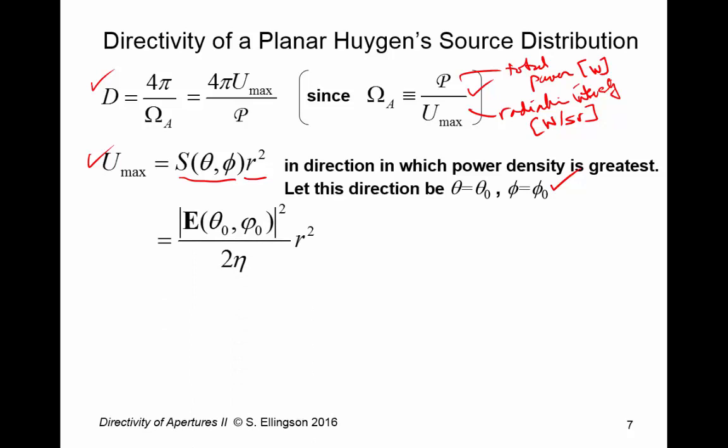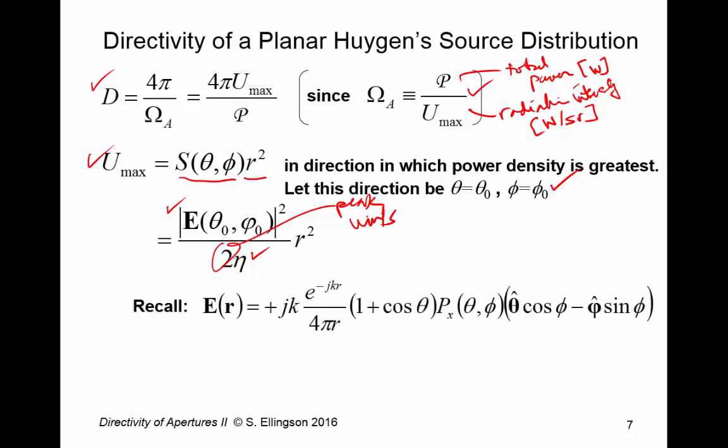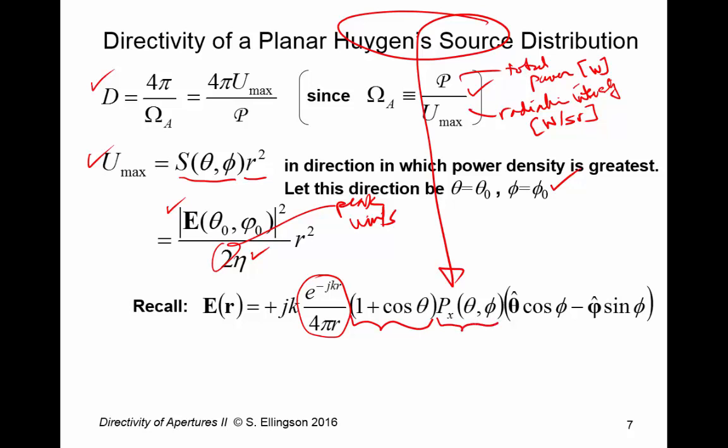And we can write power density as the magnitude of the electric field squared divided by 2 times the wave impedance, right? And this 2, remember, is indicating that we're using peak units. Otherwise, if we were using RMS units, there would be no 2 there. And then remember, for a Huygens source distribution, this is the electric field, right? It's plus jk, phase factor divided by 4 pi r, no obliquity factor, the spatial Fourier transform of the magnetic currents, and then the polarization vector.